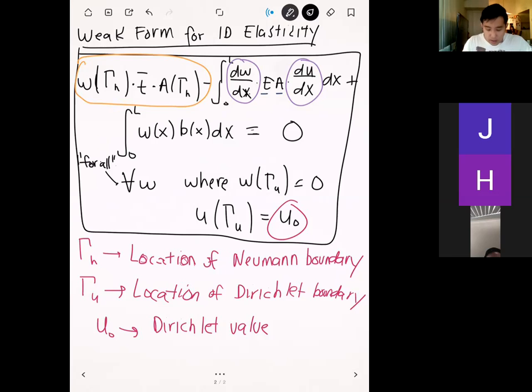So this is the weak form that we went over last time. But it's a little bit different just because I'm using these gammas to denote the boundary. So this is general for any kind of domain, no matter where your boundary conditions are. Are there any questions on this?